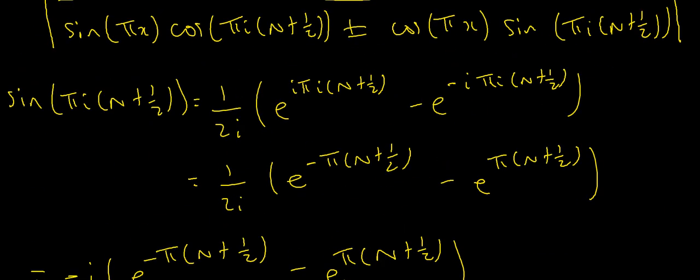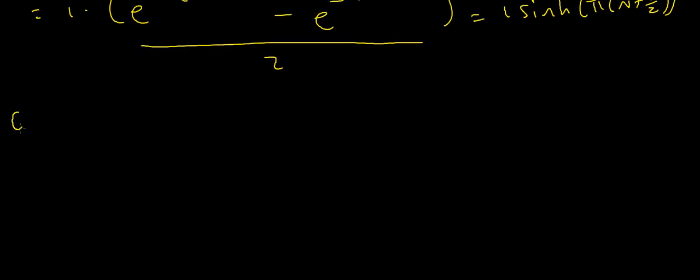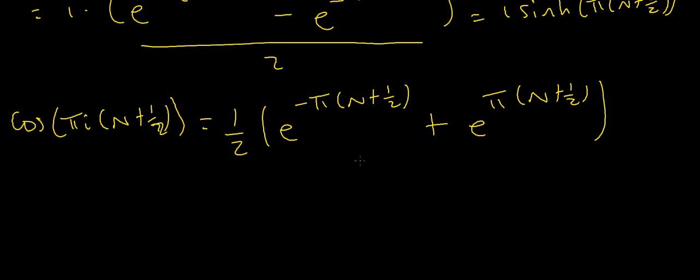Okay, so that allows me to replace sine of pi i times n plus a half. What about cosine of pi i times n plus a half? I can do basically the same thing. Using the definition of cosine in terms of exponential functions, that is just 1 over 2 times e to the i pi i times n plus a half, which is e to the minus pi times n plus a half, plus e to the negative of this thing, which is e to the pi times n plus a half. And you can see in exactly the same way, this is just hyperbolic cosine of pi times n plus a half. So this is just cosh of pi times n plus a half.